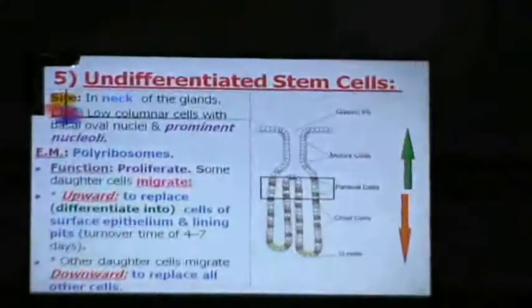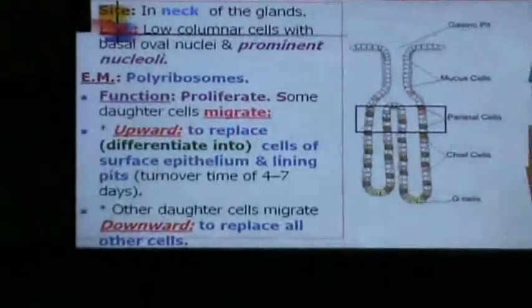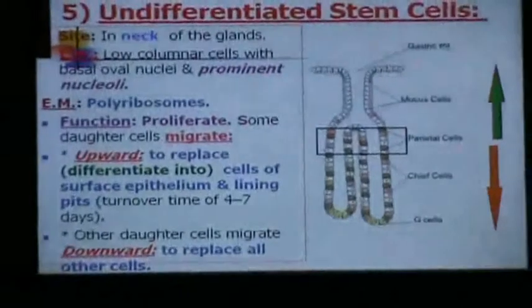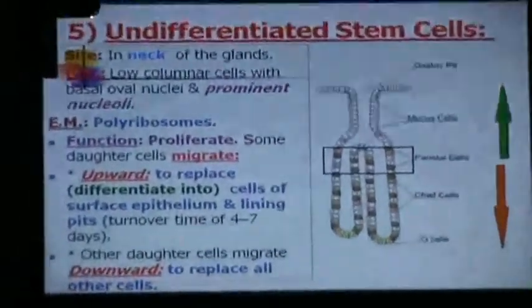Now we have a very important cell. These are the stem cells of the stomach. The cells lining the fundic glands have a normal turnover rate. Turnover rate means these cells should be renewed at a regular time interval.